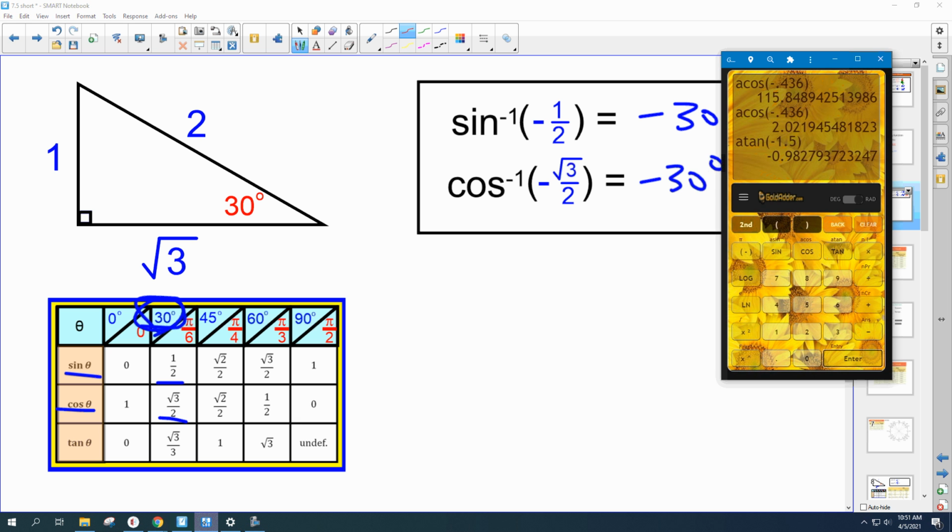It's kind of weird. And so let's look at this. If I do inverse sine of negative 1/2, okay, inverse sine of negative 1/2 is negative 30. Okay, that's what we expected. Inverse cosine of negative square root of 3 over 2 gives me 150, which is not at all what I expected. Okay, it's not negative 30, and that's kind of a weird thing, and you've got to really, really pay attention.